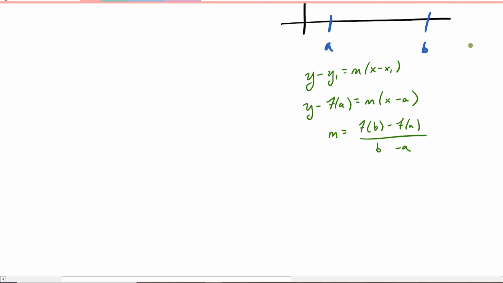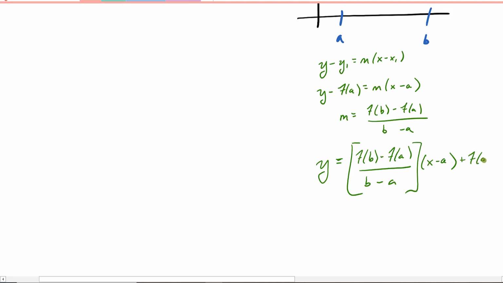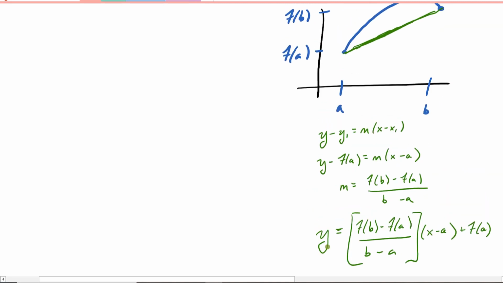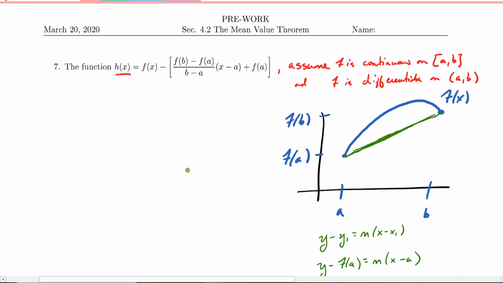So what's the equation of this line? The equation of this line is y is equal to the slope, which we just computed to be f of b minus f of a, all over b minus a, that's the slope, times x minus a, and then we can add this f of a term over to the other side. And so this green line right here, given in this formula, is the equation of the secant line connecting these two endpoints. And that's precisely what I've written up here.